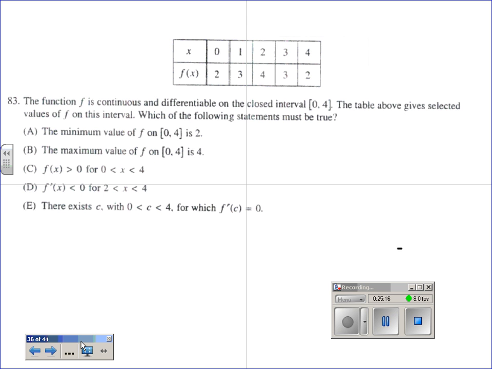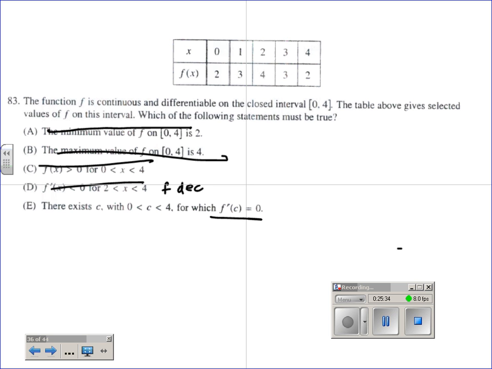Okay, we don't know what happens in between all these values, so we can't know the minimum is 2 or the maximum is 4. We can't know that we're always greater than 0. F prime is less than 0 from 2 to 4 is f. If f prime is less than 0, that means f is decreasing from 2 to 4, and it's not always decreasing. This is the mean value theorem. We have continuous and differentiable, so that automatically means this applies.